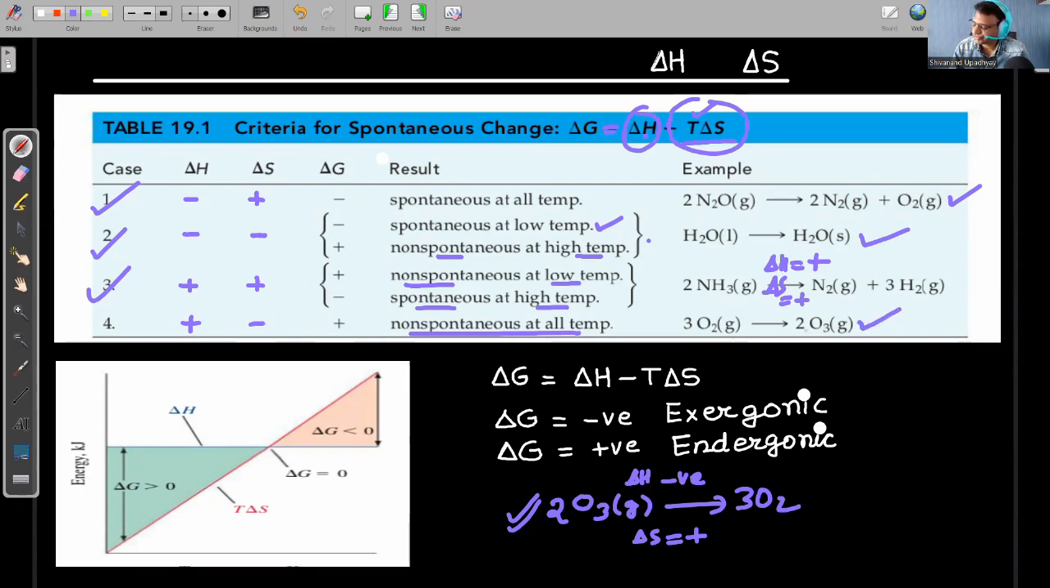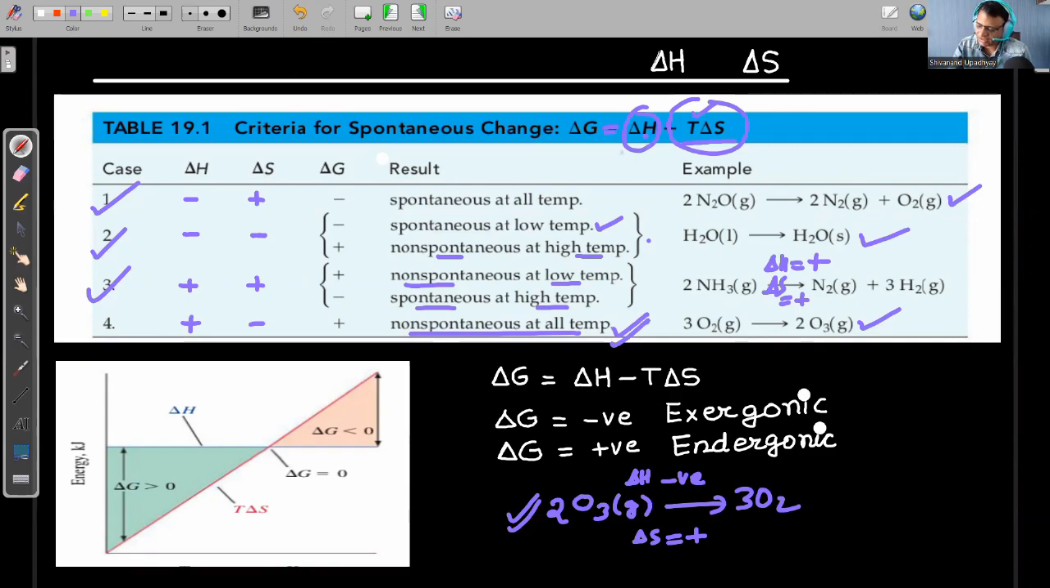Formation of ozone. Here we can say that formation of ozone is an endothermic process, because radiations are coming from the sun, and the ozone layer absorbs ultraviolet light, right? So there is absorption of energy. So that is an endothermic process. So delta H is positive and the entropy change is negative. So it is a non-spontaneous reaction at all temperatures. Formation of ozone is a non-spontaneous reaction.